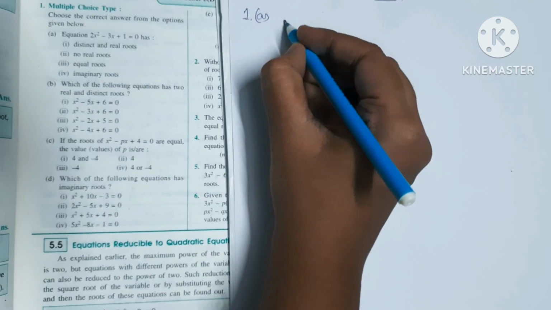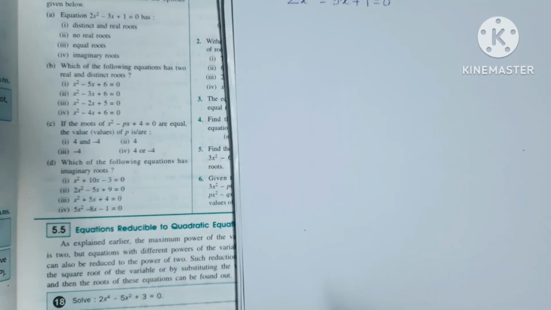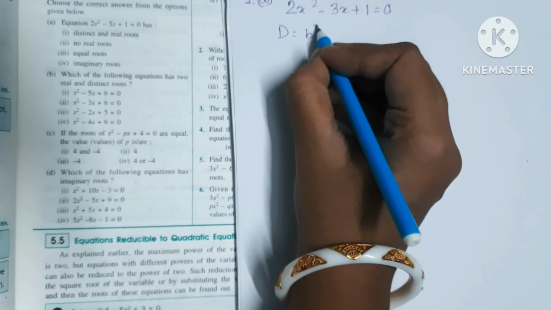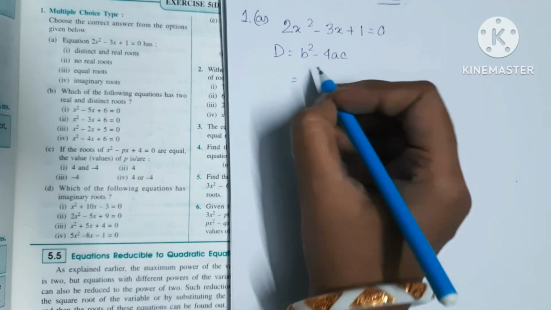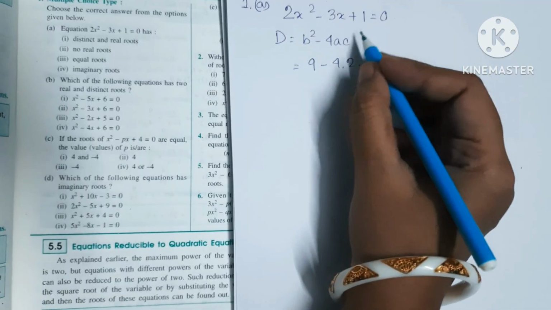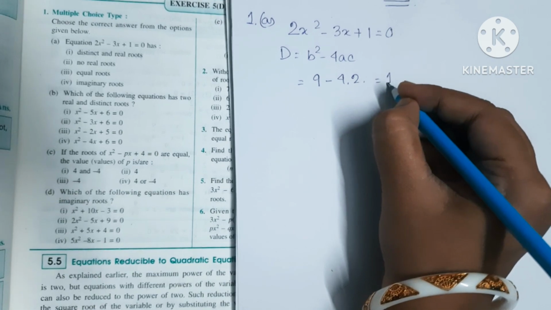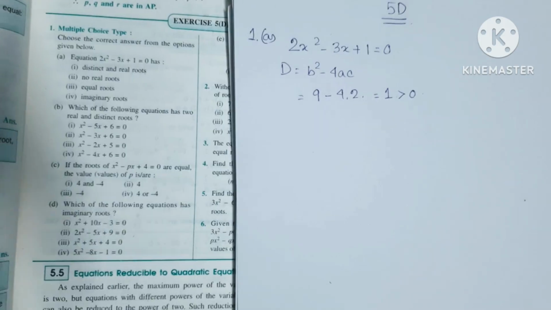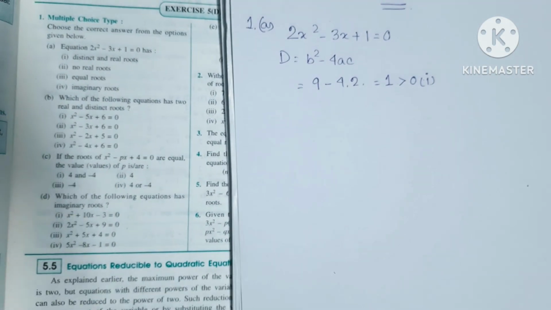Question number 1a, 2x square minus 3x plus 1 equal to 0. Now D equal to b square minus 4ac. Here b is minus 3, so it will be 9 minus 4 into a, which is 2, and c is 1. So it gives you 9 minus 8, that is 1, which is greater than 0. So that means distinct real roots. Yes, option 1 will be the correct answer. Option 1, distinct real roots.